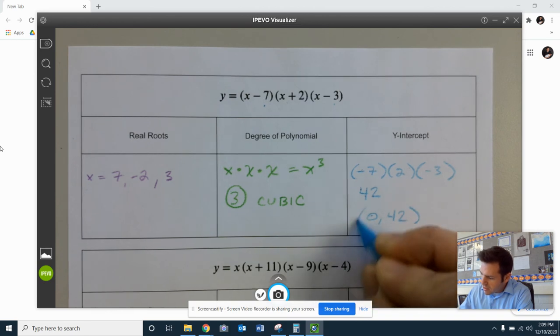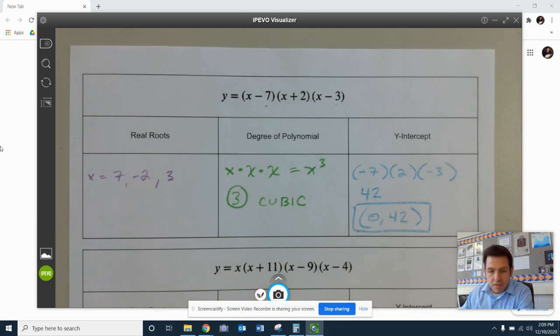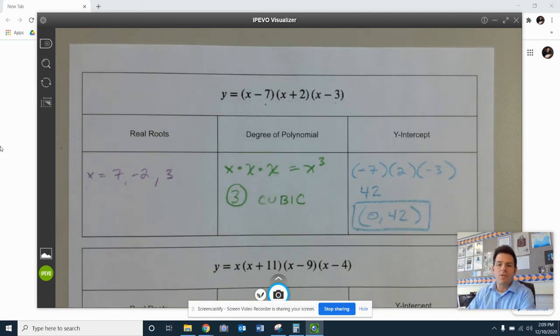Not necessarily the greatest thing to graph. Need a relatively large graph for that one, but we do know that the y-intercept there would be 0, comma 42.